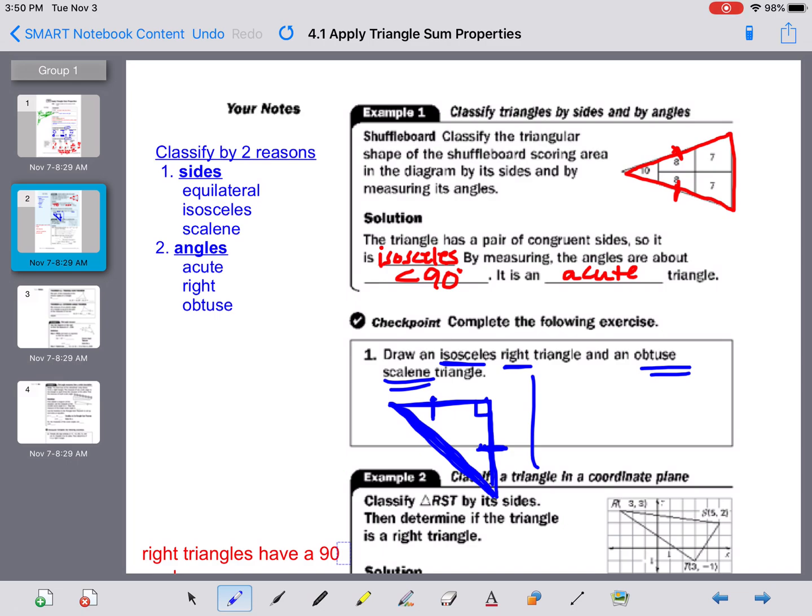All right, I'm going to come label this so if somebody looks back at their notes, they remember this. See, can't even spell it when it's written there. All right, isosceles right.